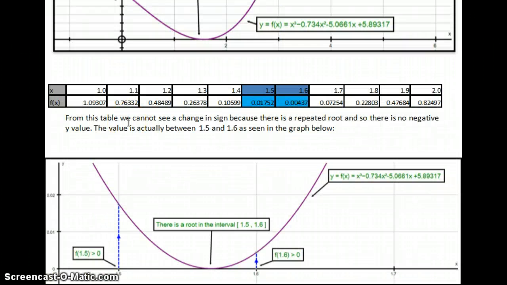We also use the same method as above. We use Excel to find out where there is a change of sign. So we know that it lies between 1 and 2, so we place all the values between 1 and 2 into Excel, and the formula in the cell below. We look at the f of x values and see no change of sign as all values are positive. However, from calculation, I know that the value actually lies between 1.5 and 1.6. However, Excel does not show this because there is a repeated root, so there will be no negative y value.